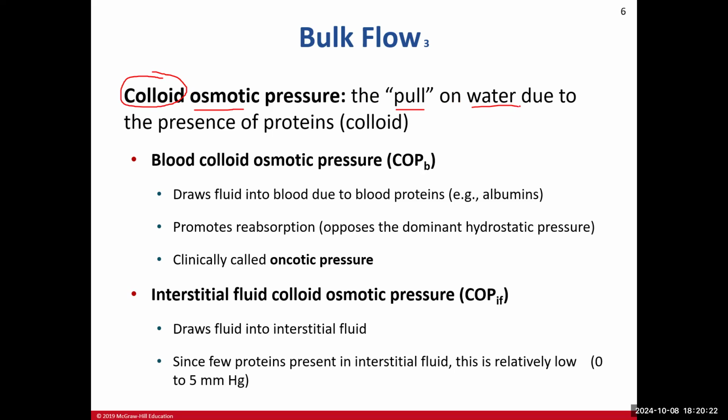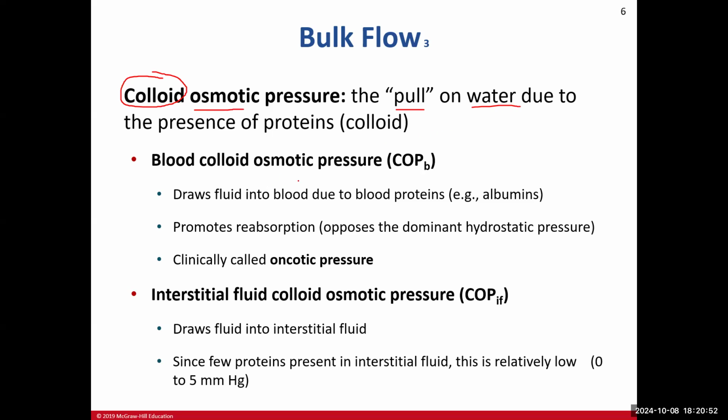All right, so the colloid osmotic pressure is going to be that force generated by the proteins to attract or pull water towards wherever those proteins are. So if there's a lot of proteins in the blood vessel, then it's going to be that force pulling water into the blood vessel. If a lot of those proteins are outside of the blood vessel in the tissue, in the interstitial fluid, then it's going to draw water into the interstitial fluid from the blood vessel. All right, we'll talk about that.